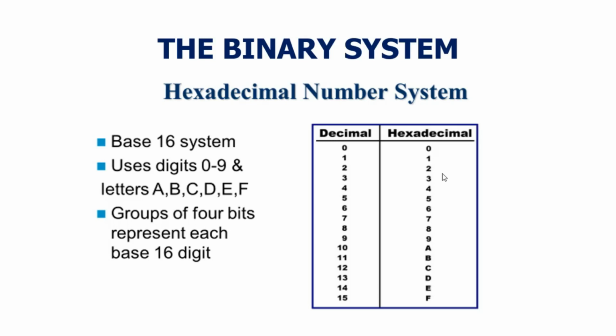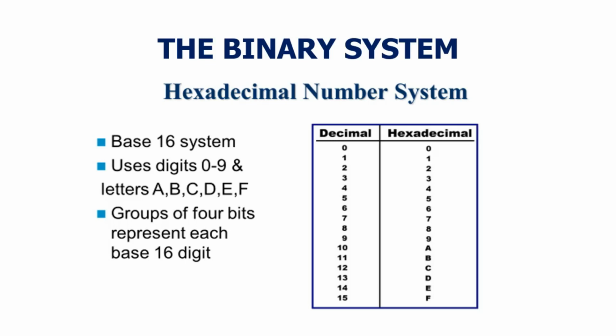Okay, now those are 2-digit decimal numbers: 10, 11, 12, 13, 14, 15. They are represented by what? Letters. Yes, in the hexadecimal system, 10 is represented with the letter A, 11 is represented with the letter B, 12 is represented with the letter C, 13 is represented with the letter D. This is the hexadecimal number system.